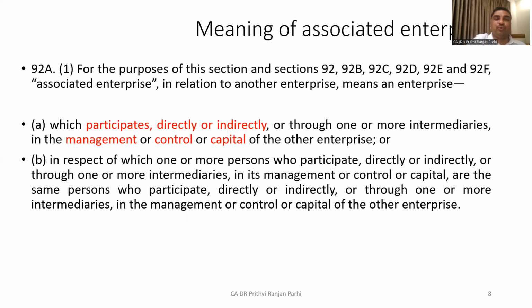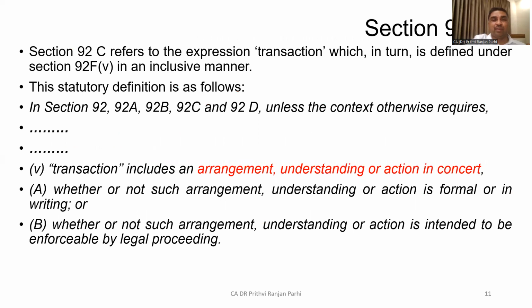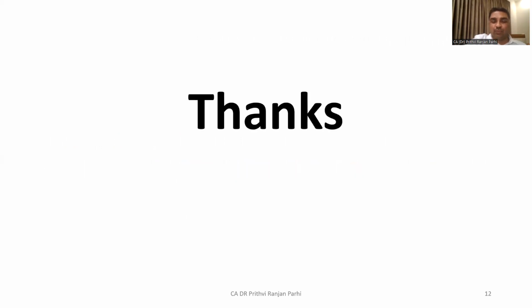If any of you is interested to know the meaning of associated enterprise, section 92A defines it. There is a long list, in fact. If one party is directly or indirectly controlling, not exactly controlling, but somehow managing or influencing, then they will be treated as an associated enterprise. There is also a concept of deemed associated enterprise. There is a list of situations which are explained here. One can go through it. Section 92A, meaning of associated enterprise. Section 92F is talking about the meaning of terms. That also one can look at here.